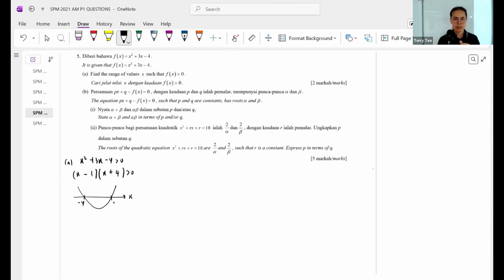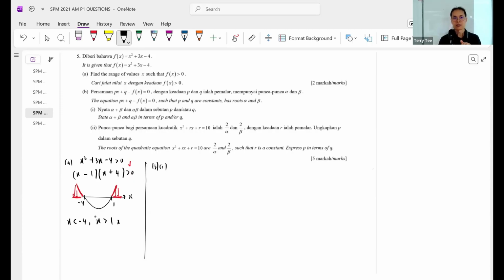-4 and 1. Okay, now the question didn't say you have to use any particular method. So normally I just use graph sketching because graph sketching is the easiest, right? Now remember, more than 0 means what? The region should be above. And then what's your answer? Your x is what? Less than -4 or more than 1. Okay, remember, if it's less than 0, we take the region below. If it's more than 0, we take the region on top. Okay, all right, so part A done.